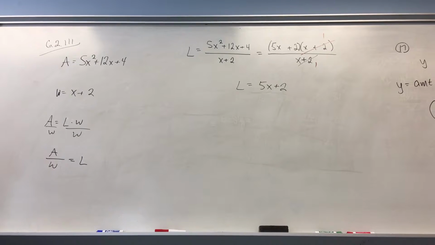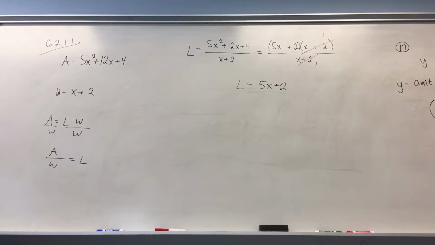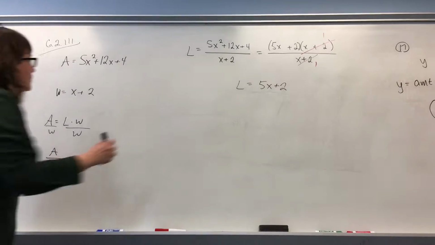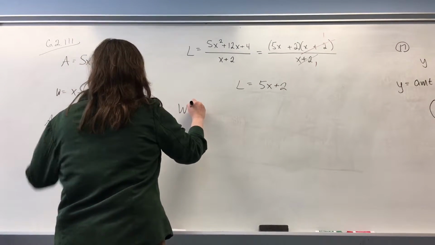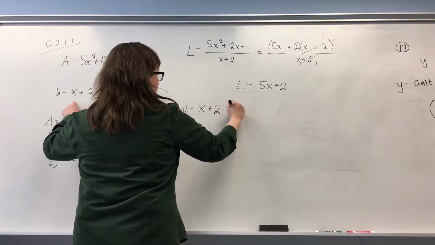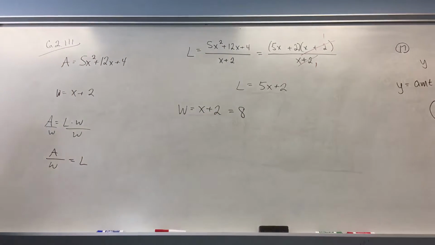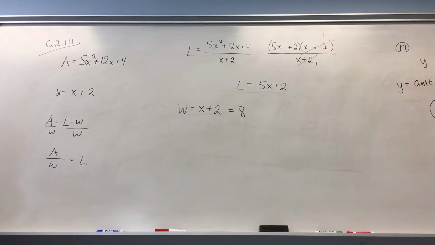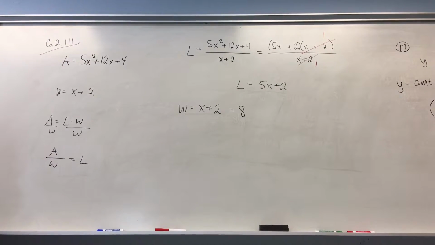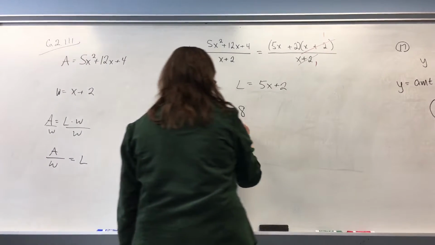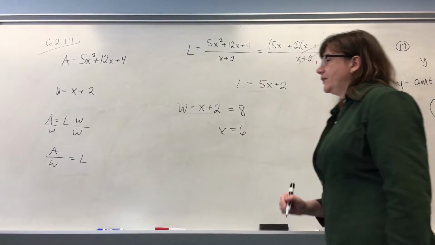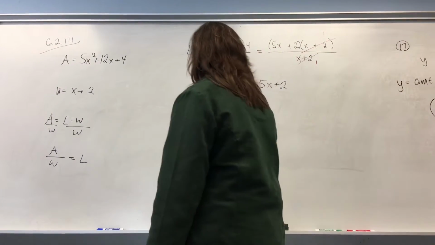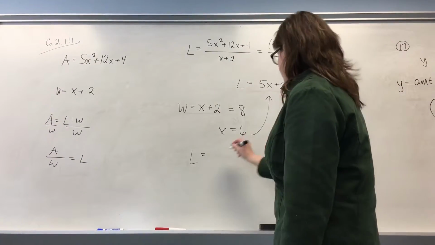Part B. Find the length if the width is 8 feet. Okay, so the width was x plus 2, and that was 8. So what does that mean x is? 6. X is 6. We're going to subtract 2 from both sides and we get x equals 6. And then once I figure out that x is 6, I can plug that 6 into my expression.